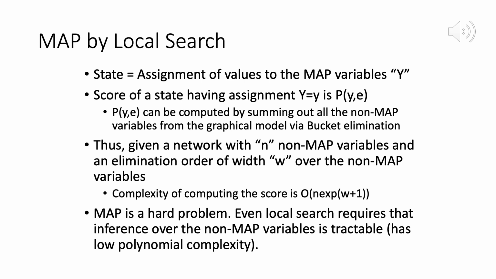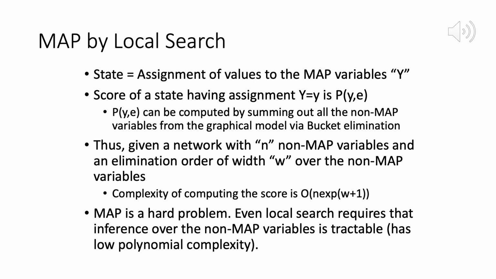Okay, so you have to pay close attention to this slide. The state here is an assignment of values to all MAP variables denoted by y. The neighborhood function are all assignments which differ from the current assignment in exactly one variable. Okay, so the same neighborhood function as before. The scoring function is a little bit complicated.